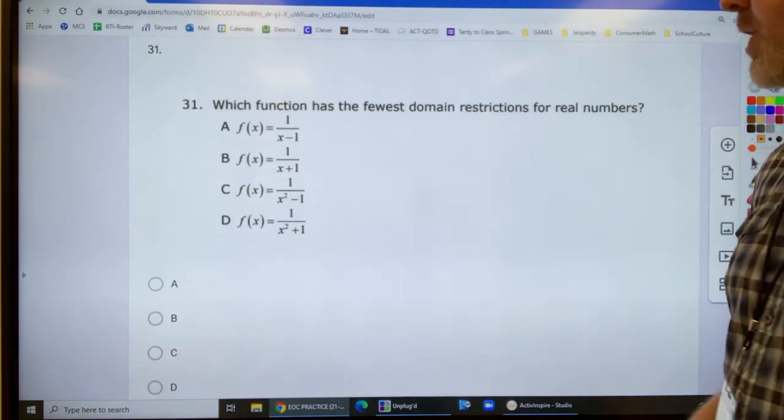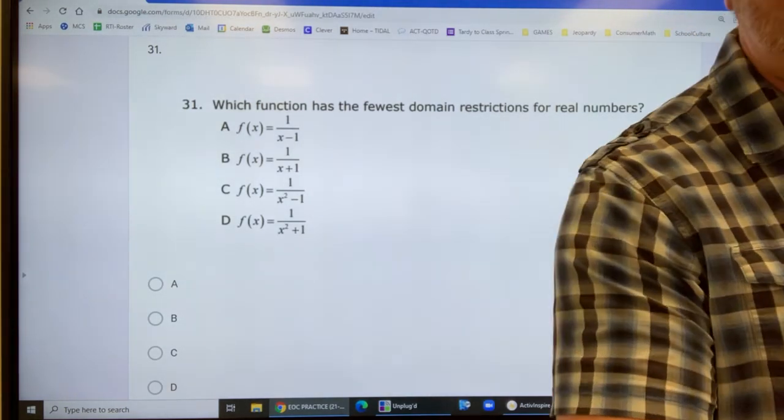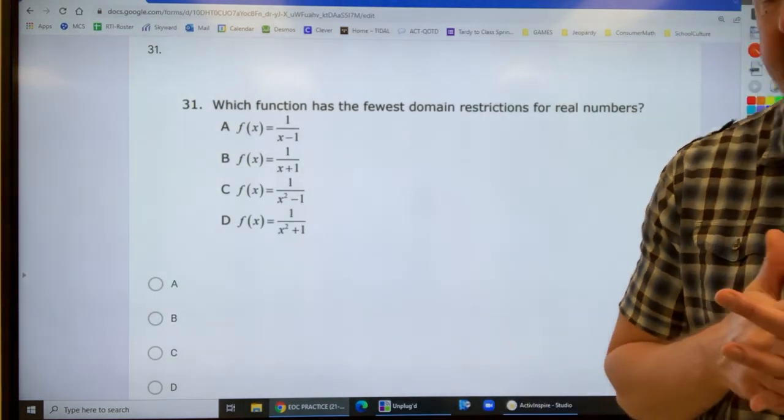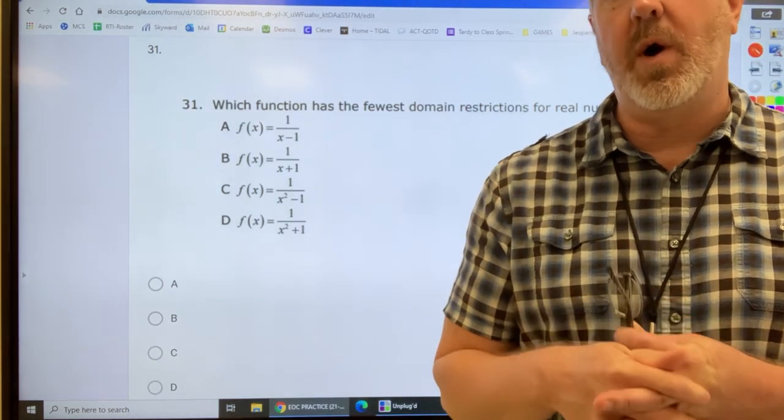All right, let's see how we're doing on time. I will split this one up. I'll start 31 here in just a minute, okay? That was EOC problems 21 through 30.